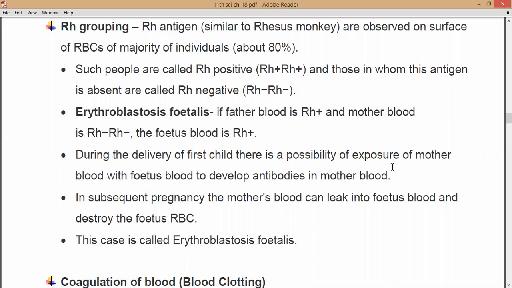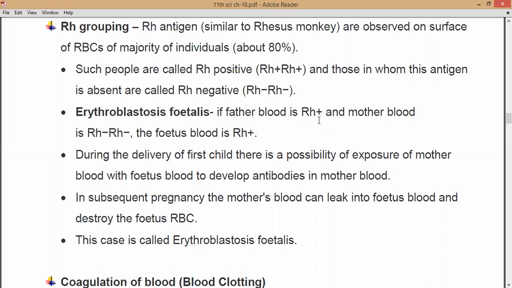So during the first delivery, what happens, the baby's blood is exposed to the mother's blood, and for this reason the mother's blood is going to develop antibodies against the Rh positive antigen, right? Because the father's blood had Rh positive and the mother's blood contained Rh negative. So the mother's blood only knows about the Rh negative one, right? So when the child's blood is exposed to the mother's blood, at that time the mother's blood is going to take up the Rh positive as a foreign particle or foreign antigen, and for this reason the mother's body is going to develop antibodies against the Rh positive antigen.